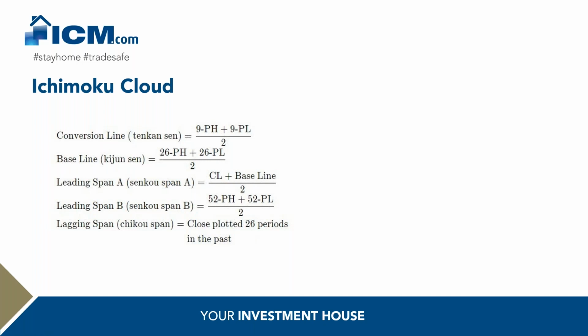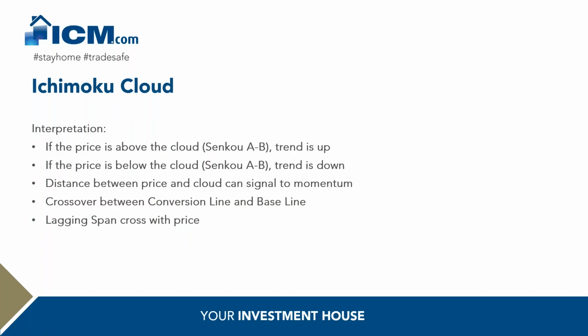But first, let's talk about the interpretation of the Ichimoku cloud. Some traders assess that if the price of a certain instrument is trading above the cloud, it means that we are in an uptrend, and vice versa. When the price is below the cloud, it means that we are in a downtrend.